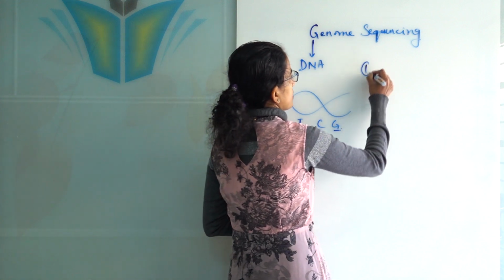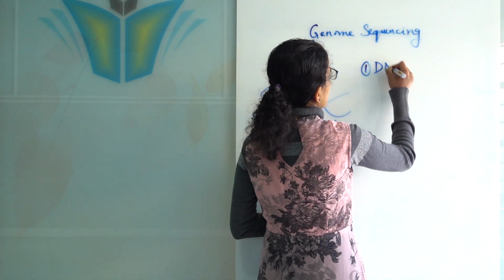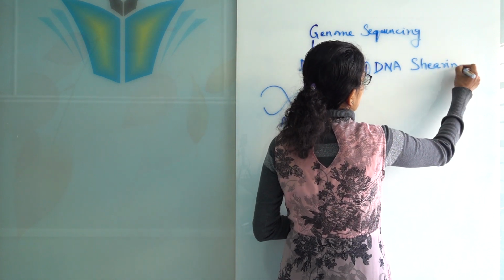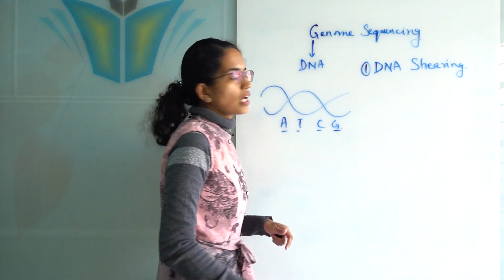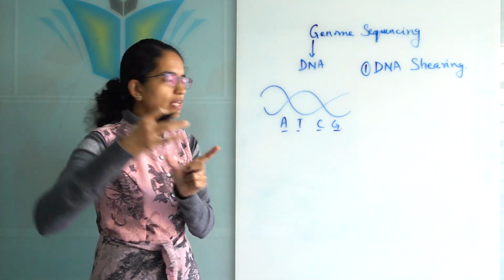The first step is the step of DNA shearing. Now shearing, as the name suggests, is actually cutting the DNA. So molecular scissors are used, and those scissors cut DNA into smaller pieces.